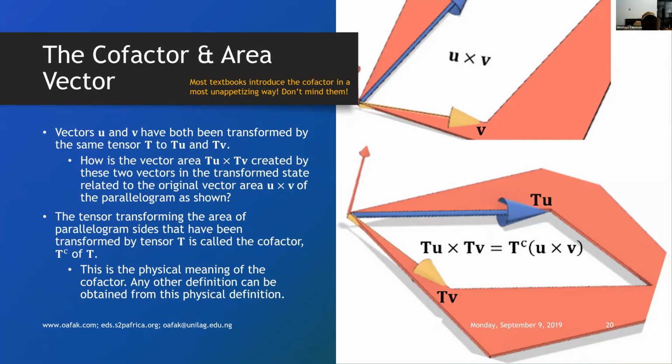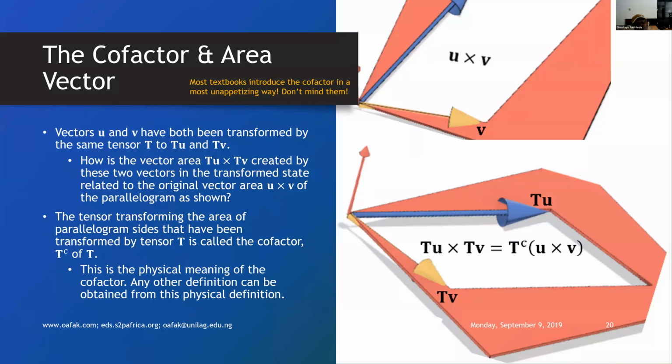So vectors U and V have been transformed by T to TU and TV. How is the vector area TU cross TV, created by these two vectors in a transformed state, related to the original vector area U cross V of the parallelogram as shown? The tensor transforming the area of the parallelogram whose sides have been transformed by T is called the cofactor TC of T. This is the physical meaning of the cofactor. Any other definition can be obtained from this physical definition. So this is the fundamental definition of cofactor.